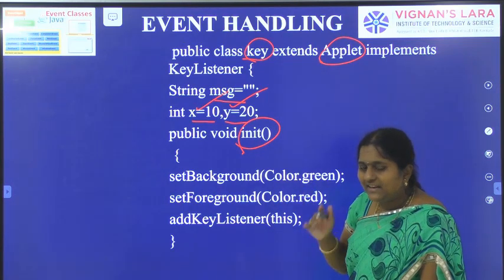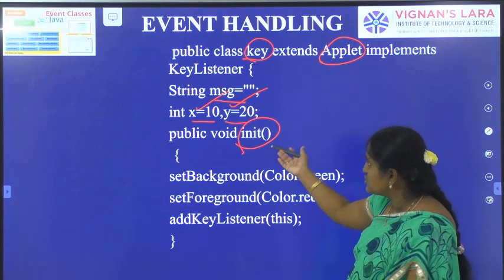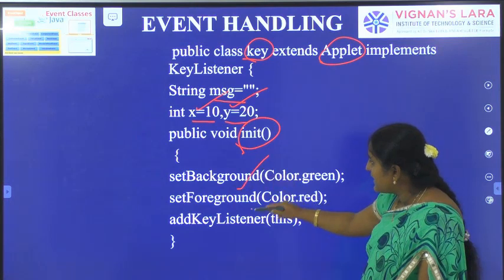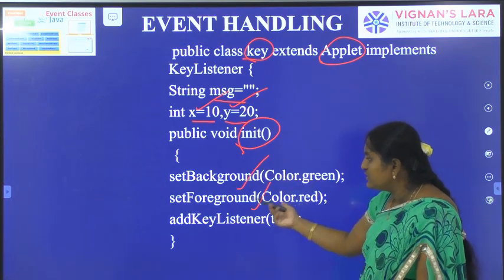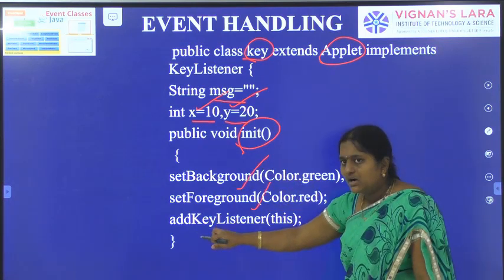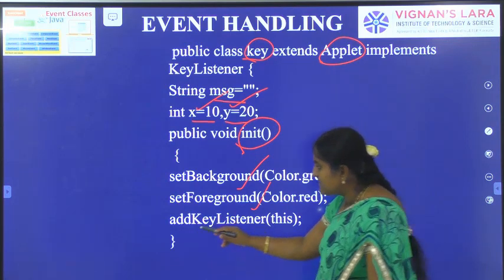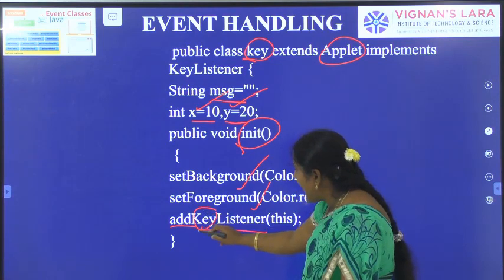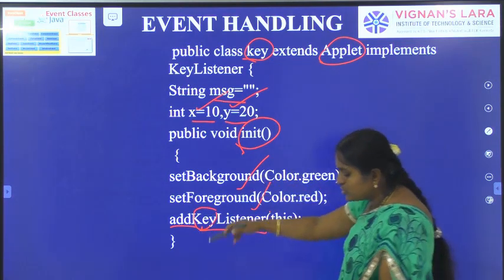In applets, we need not write a main method. Applet starts its execution from the init method. So within the init method, everything we have to set. We have to set the background color and foreground color. After that, we have to register listener interfaces. What is the syntax for registering listener interfaces? addTypeListener. Here the type listener is KeyListener, so addKeyListener(this). Next we close the init method.